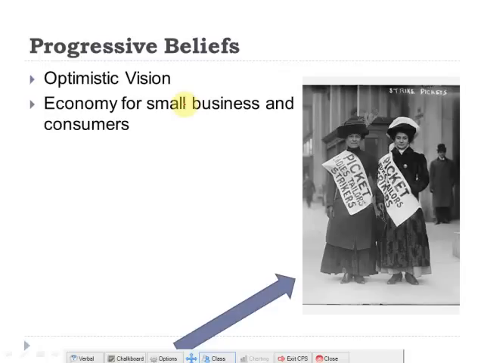You also believe in an economy for small business and consumers, which means, who are progressives trying to fight against? Trusts and monopolies. We believe this is a society for small businesses, not for the big companies.